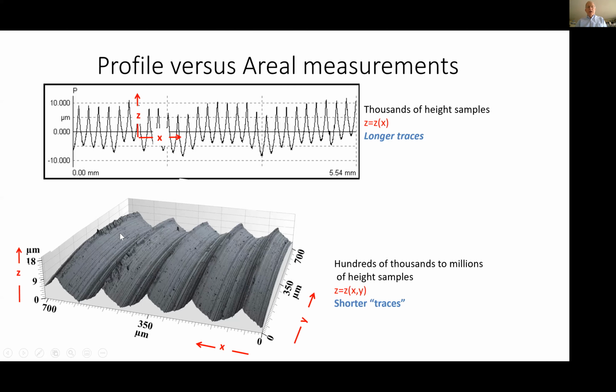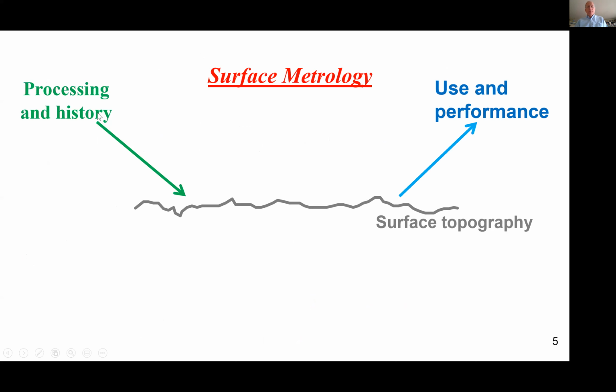So what is surface metrology? Well, we've got some sort of process, could be a manufacturing process, could be wear, corrosion, all kinds of things that impart some kind of topography to the surface. It's impossible really to do anything to some material without changing the topography on the surface. And then how is it going to perform? What kind of behavior does it have? And that's influenced by the topography.